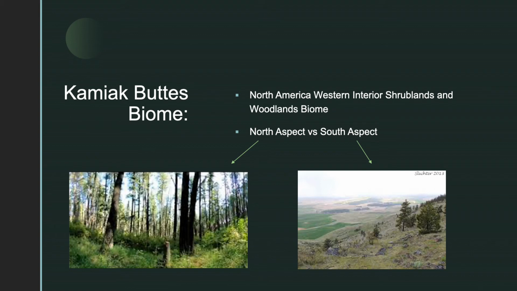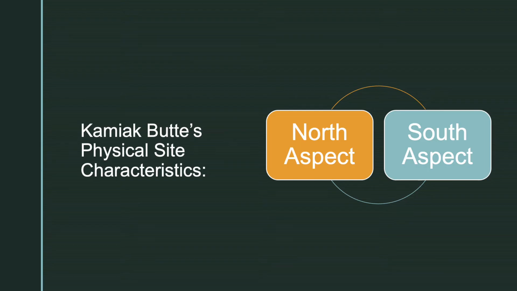Wind is also an extreme factor that restricts a woodland environment because the young plants have no barriers to protect them, so they don't have a chance to grow. There's a drastic change between the two sides of the butte. One, a thriving woodland, and the other, a barren shrubland looking over agricultural land. Each aspect of Kamiak Butte has interesting physical site characteristics. In the next two slides, I will individually dive deeper into each aspect.